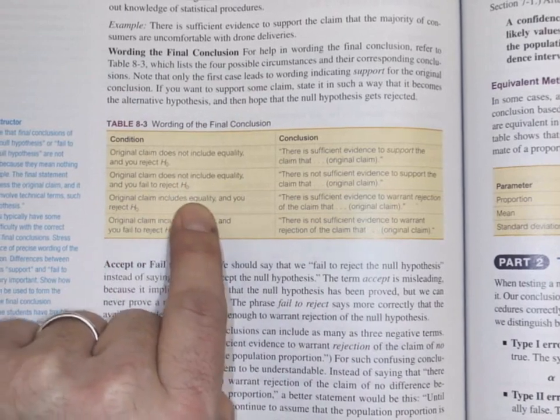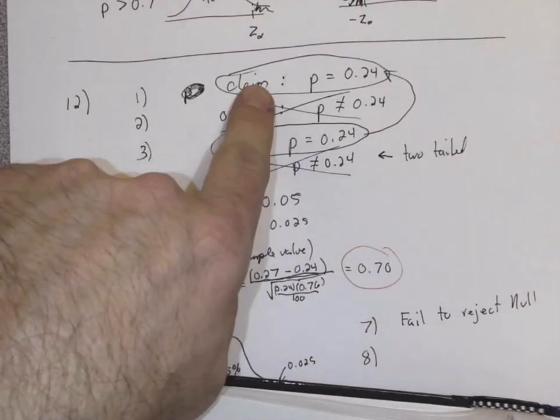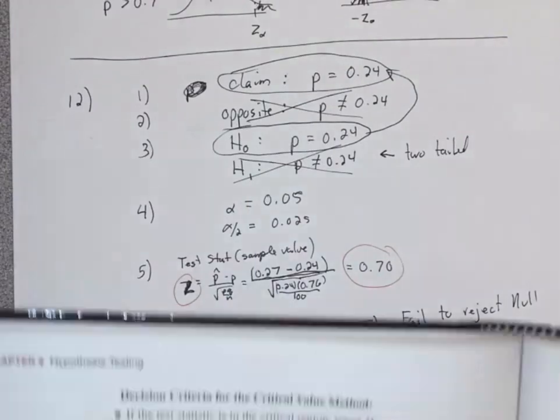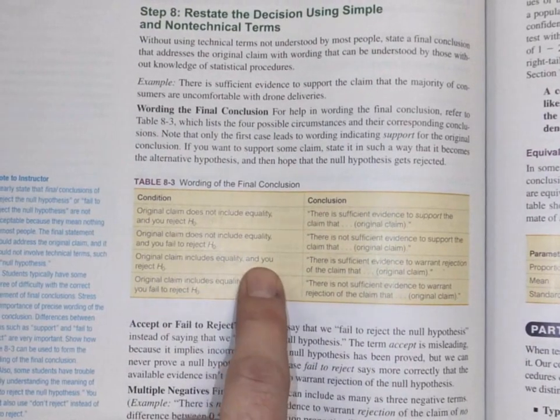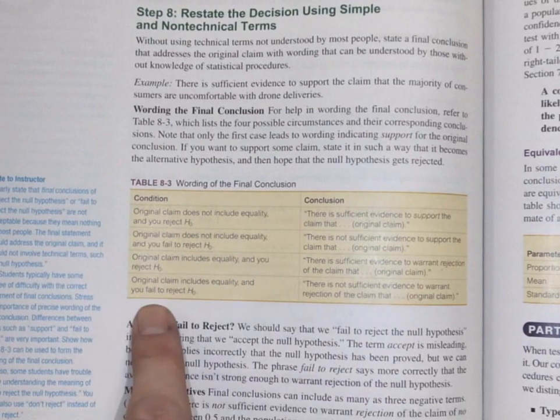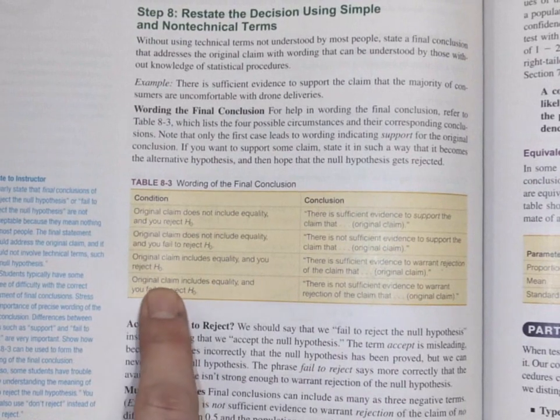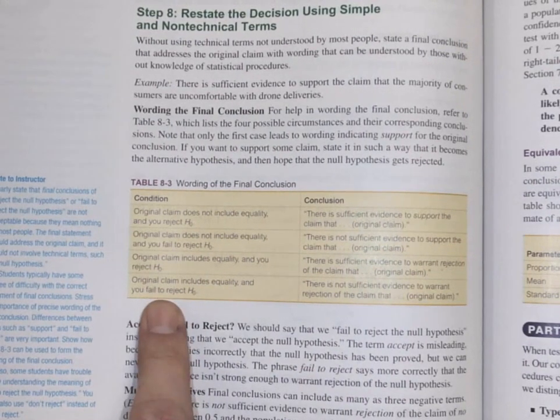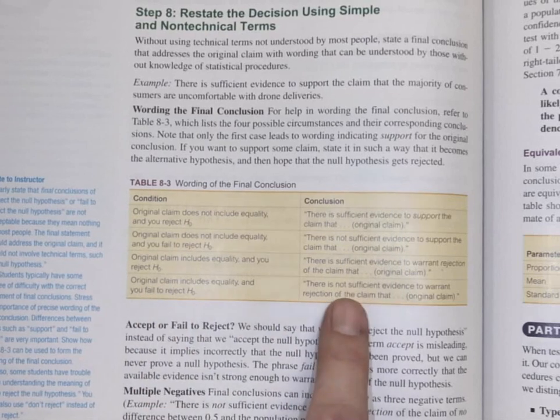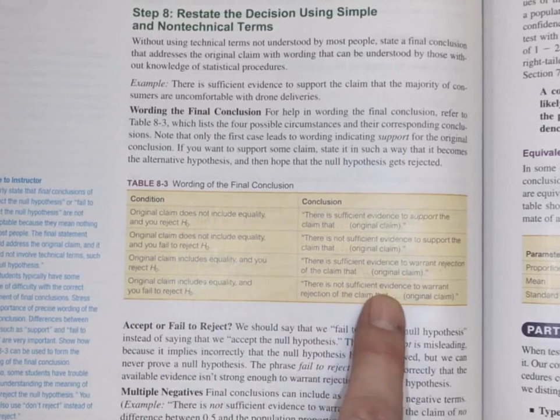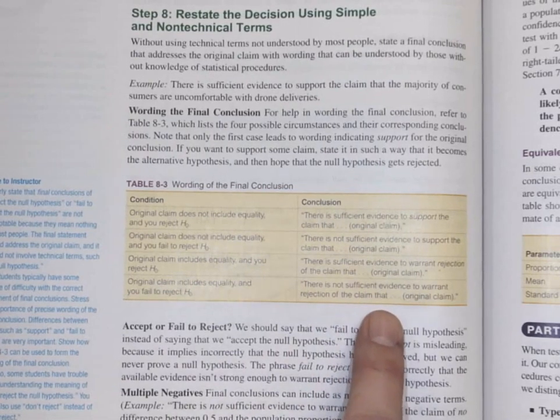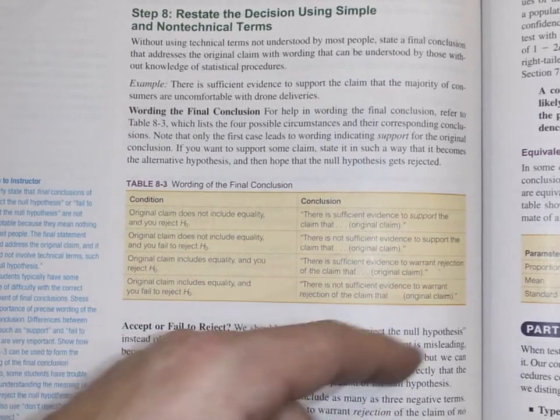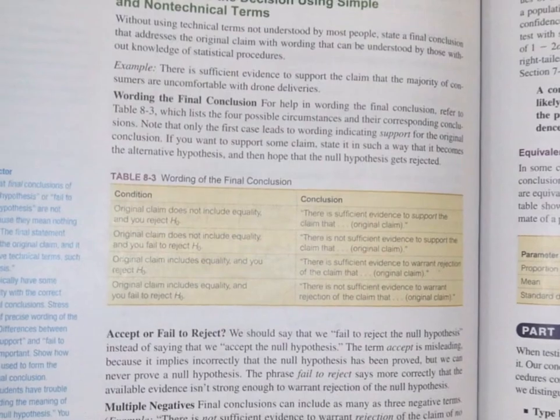The original claim includes the equality. So you can see that my claim includes the equality. So that means I'm either here or here. Now, I either rejected the null or I failed to reject the null. Well, I failed to reject it. So the original claim includes equality, and I failed to reject the null. So the way we actually say this is: there is not sufficient evidence to warrant rejection of the claim, which is basically saying the claim is true, but in the words that they want. So this is the type of statistical wording.